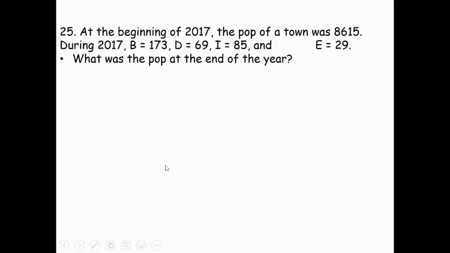Okay, so at the beginning of 2017, the population of a town was 8615. During 2017, birth rates were 173, death rates 69, immigration 85, and emigration 29. What was the population at the end of the year? So remember, the formula is population change is the sum of births and immigration minus the sum of deaths and emigration.